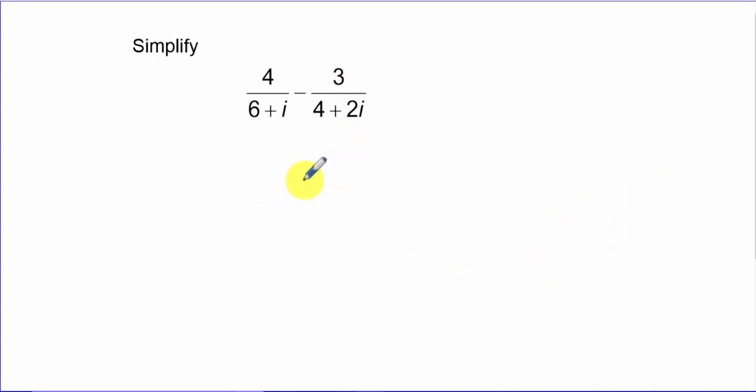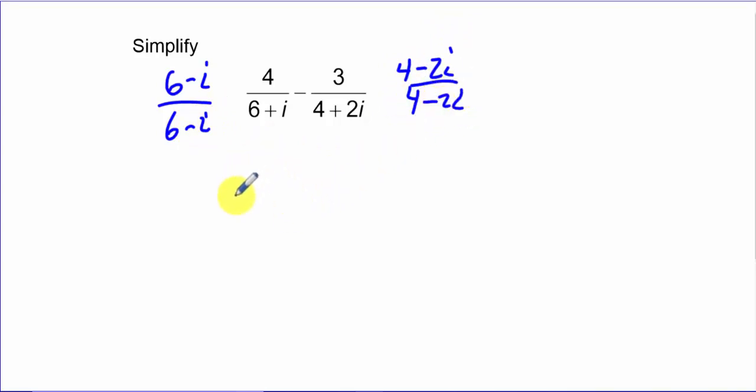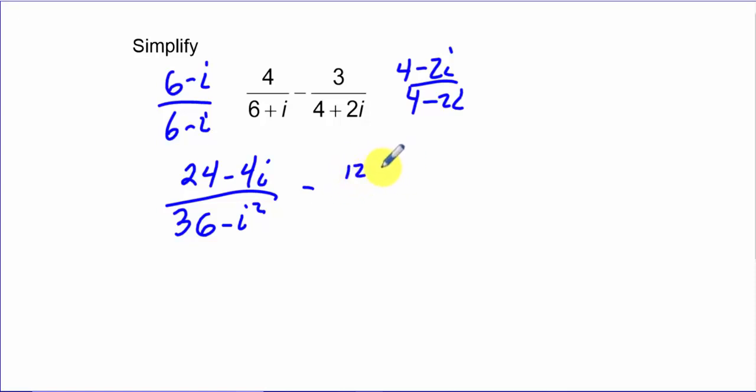And real similar problem to the last one, except now we're going to subtract the results of the rationalizations. So this is 6 minus i, 6 minus i, 4 minus 2i, 4 minus 2i. Go ahead and do all your multiplications. So you got 24 minus 4i over 36 minus i squared. It's going to be subtracted by 12 minus 6i over 16 minus 4i squared.